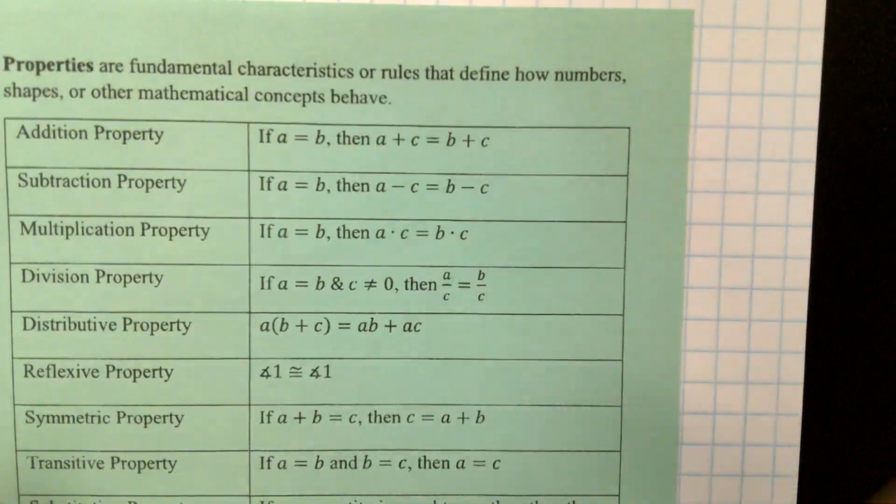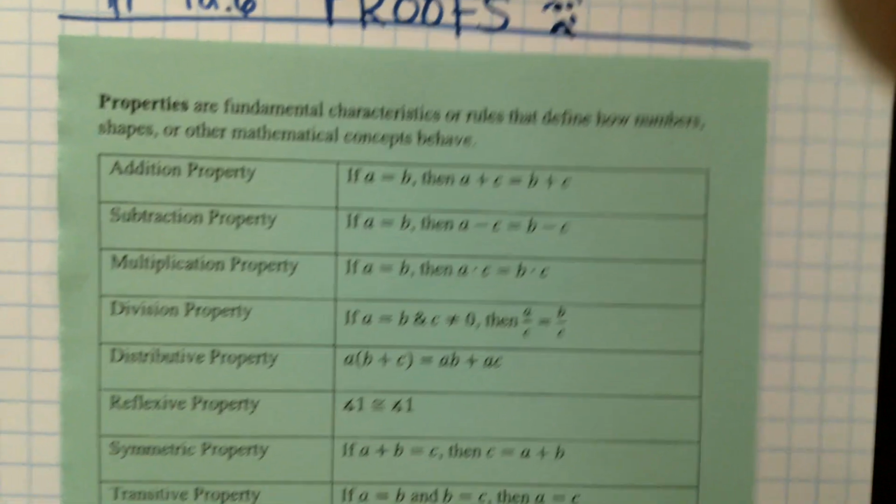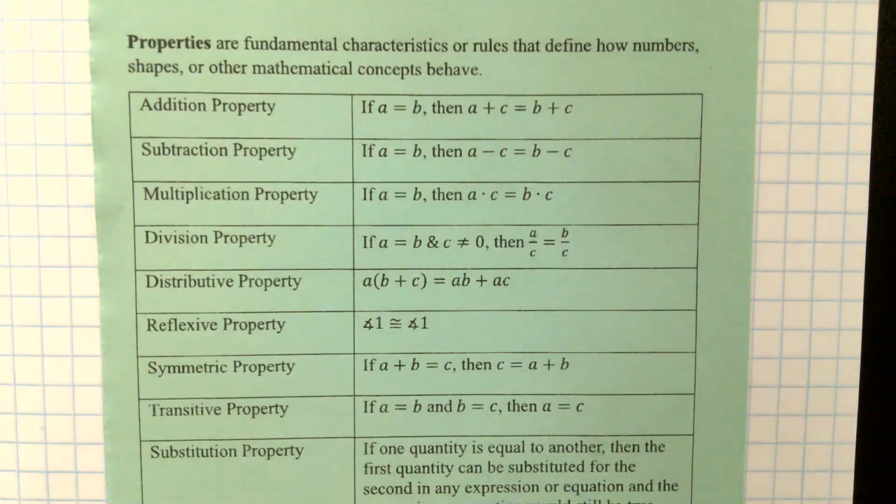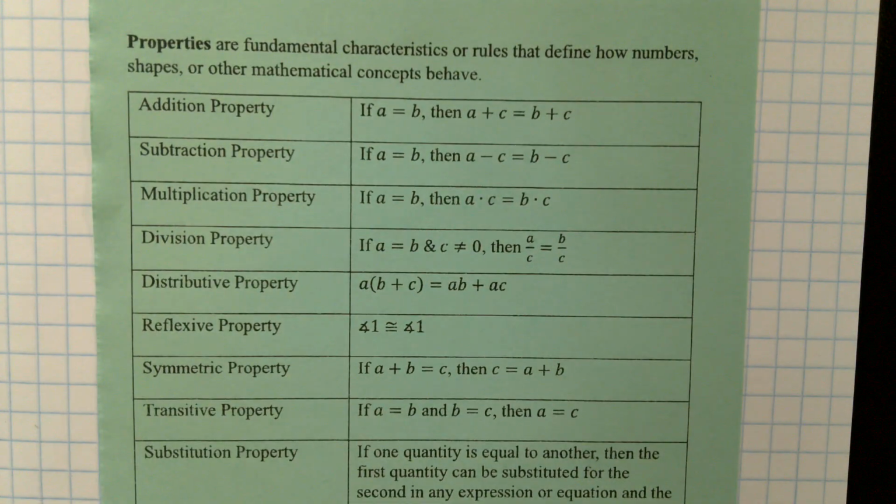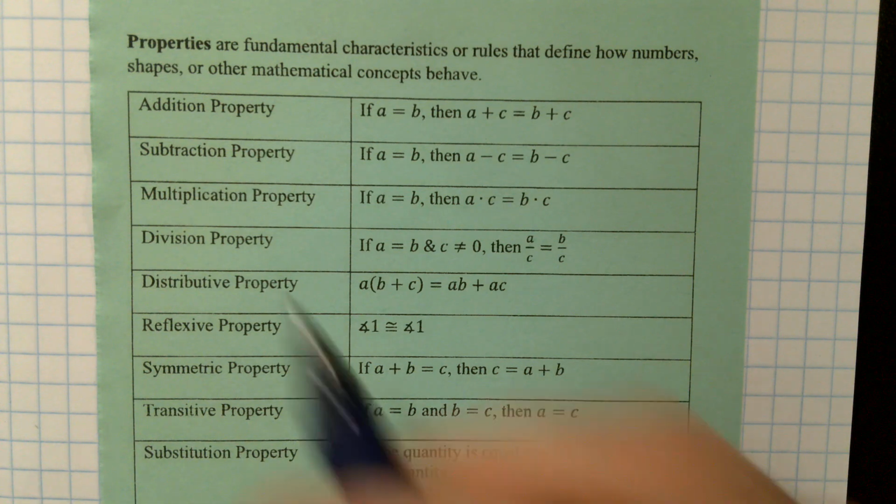Okay, on the second page, we all have the second page glued in, right? Okay. Properties are fundamental characteristics or rules that define how numbers, shapes, or mathematical concepts behave. So you'll notice there's a lot less words in properties. These are more so just kind of examples of what these ideas are.